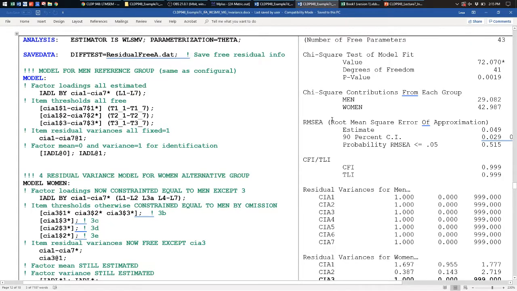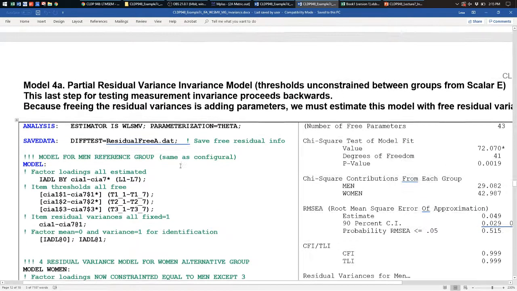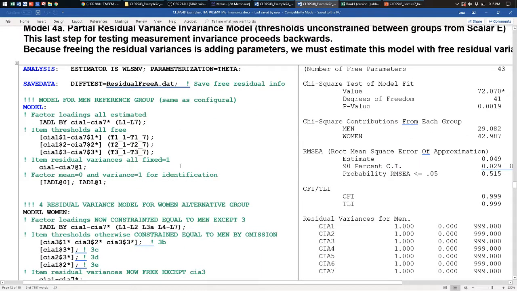I'm not going to ask you to do this. But if you ever wanted to know how to do it, I want you to know the order in which we do these things. So we have to take a step in the wrong direction. Rather than fixing things to be equal temporarily, we have to step backwards and let the residual variances be free.